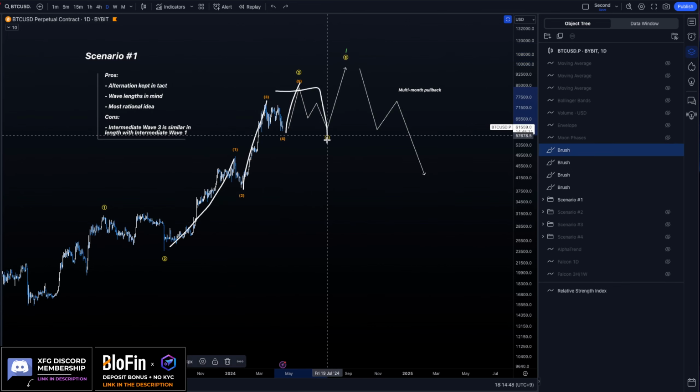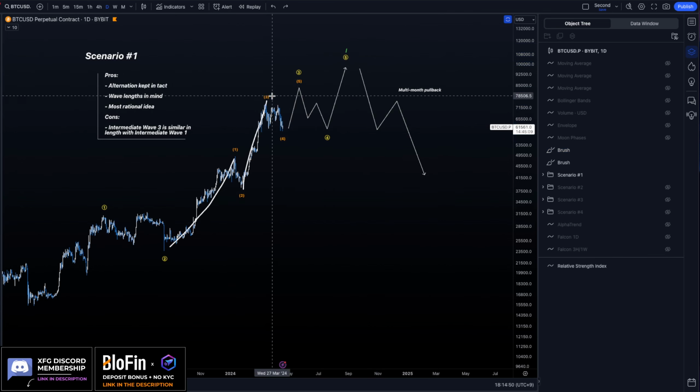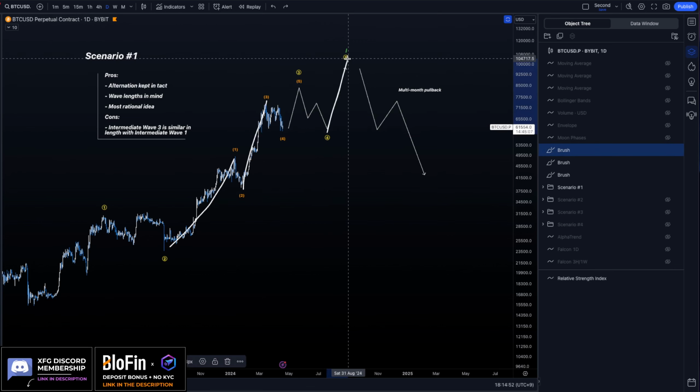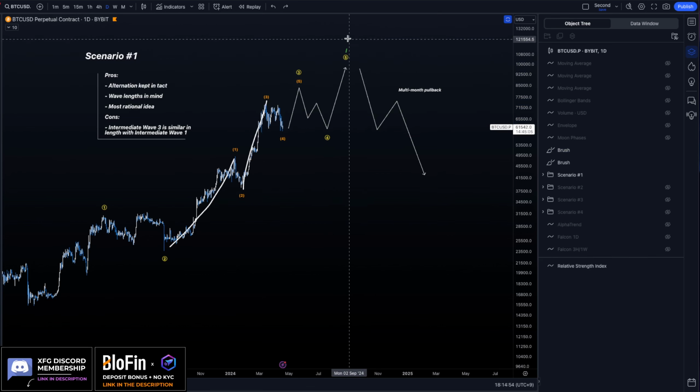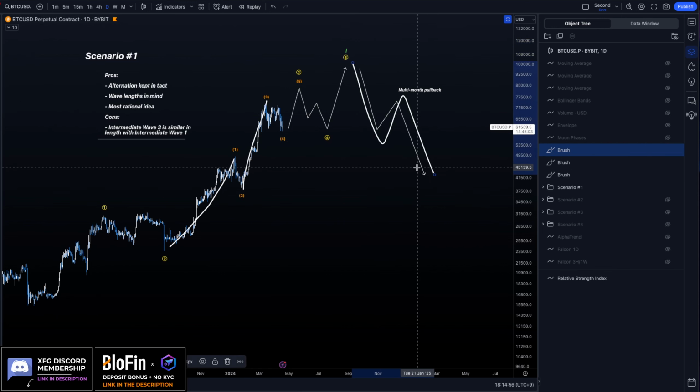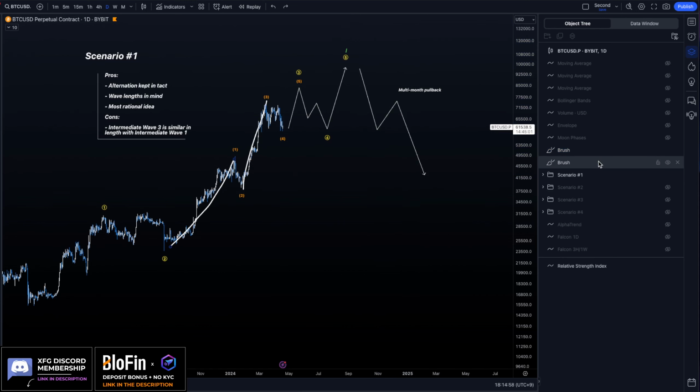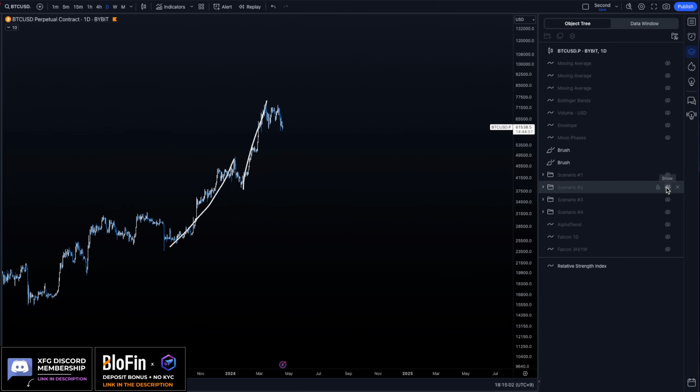So this move here, eventually, this zone here is going to continue back and forth before one last move to the upside for cycle wave 1, and then we come back down for a multi-month pullback, which will be the bear market for 2025 going into 2026.